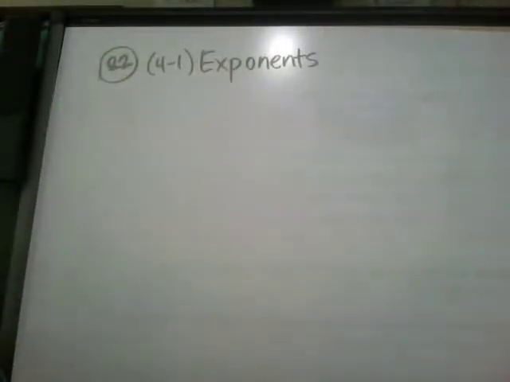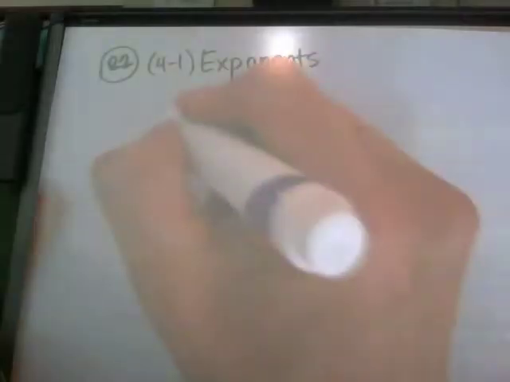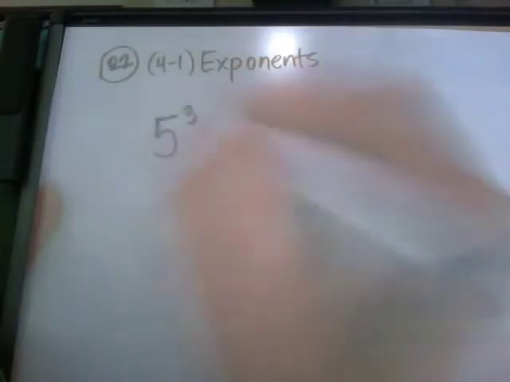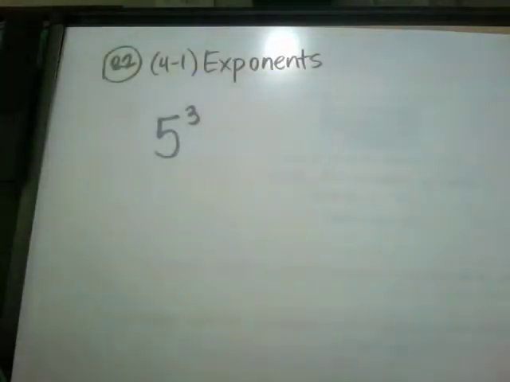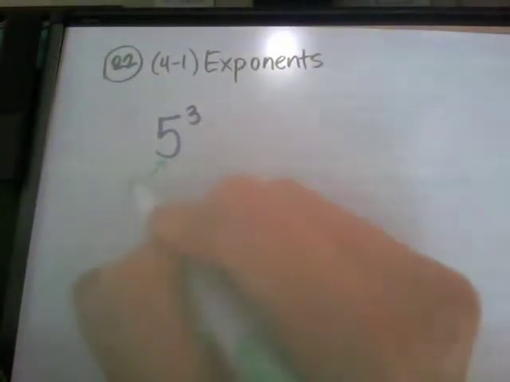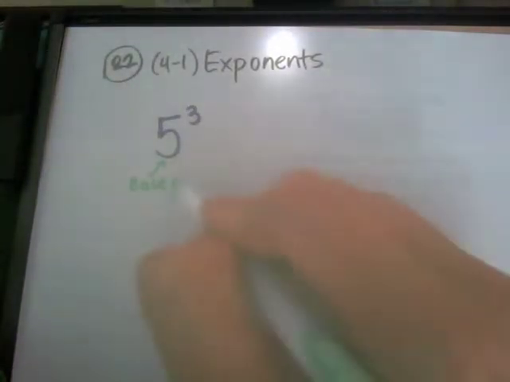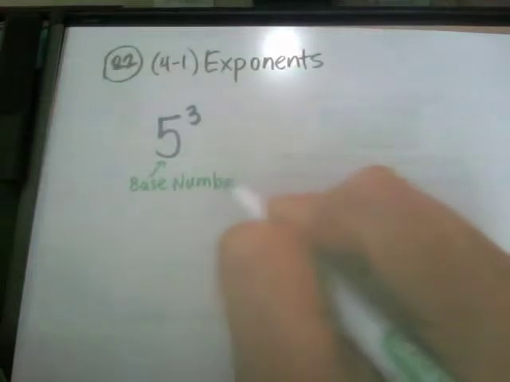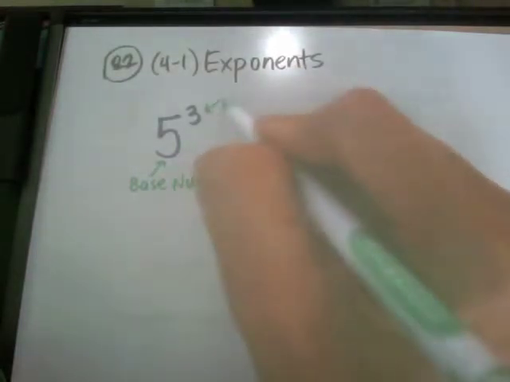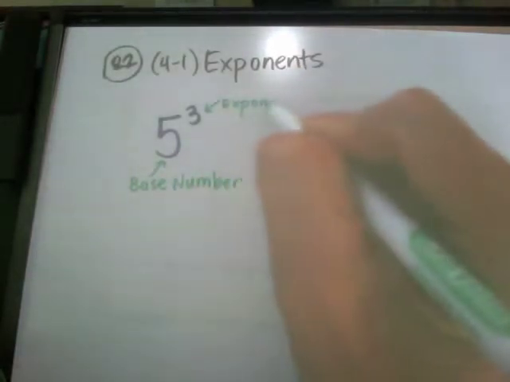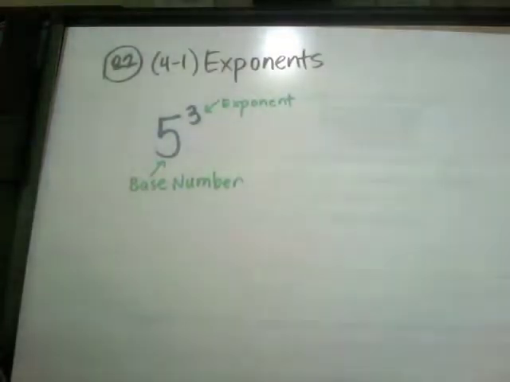Let's start with the basics. When we are looking at a number with exponents, we've got what we call our base number. And of course, we've got our exponent. So let's just do a quick review of what these things mean.